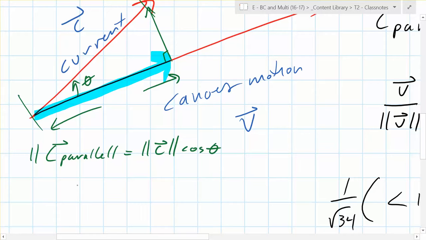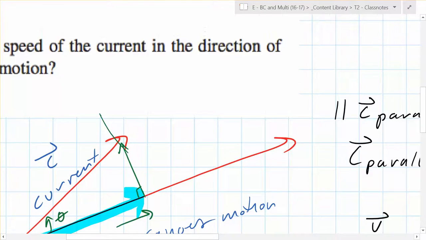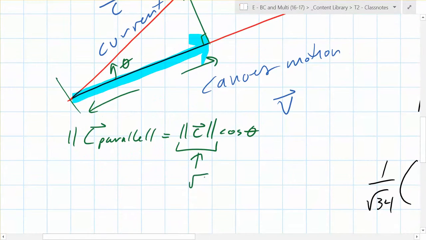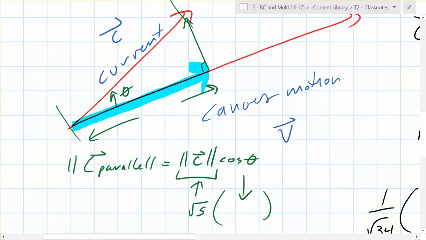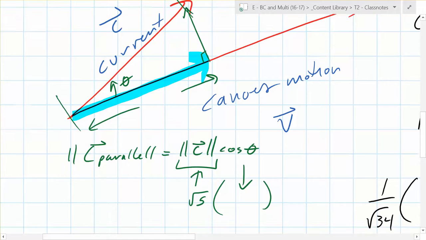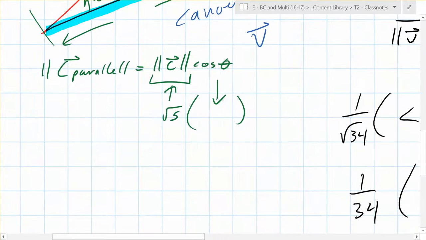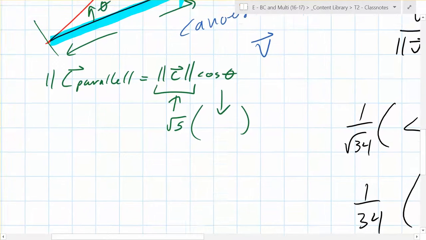So in order to find the magnitude of C parallel, we know what C is, right? We found that in part one, right? Root 5. So what would we need to find? We need to find cosine of theta, so we need to find theta, right? So it'd be tan inverse of 2. Hold on. No, there's an easier way. You don't need to do tan inverse.